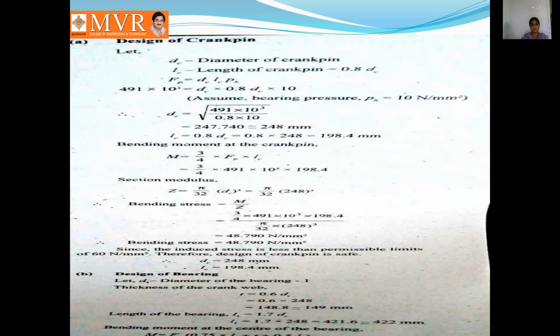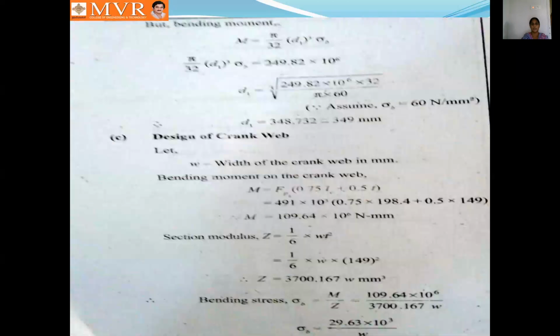Okay, next we will find out the design of the bearing. In the design of the bearing, the thickness of the crank T is equal to 0.6 into DC. Like that you will find out the length of the bearing. Next you will find out the bending moment at the center of the bearing. Next you will find out the design of the crank. The third step is nothing but the design of the crank.